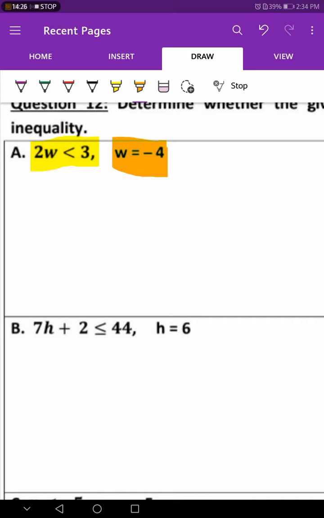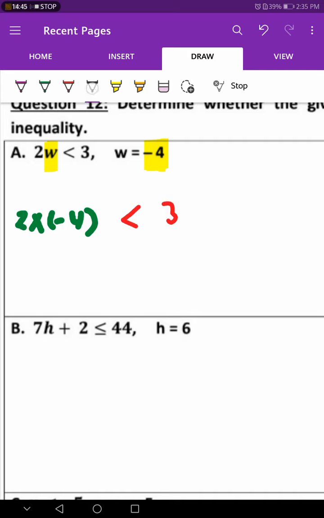So what I have to do, I have to remove the w and put the negative 4. So it is 2 multiply negative 4 is less than 3. I continue. 2 multiply negative 4 again. 2 multiply 4 is 8, and put the negative, so it is negative 8. I know you don't know about the negative number, but it is just to know. Okay, it is negative 8.